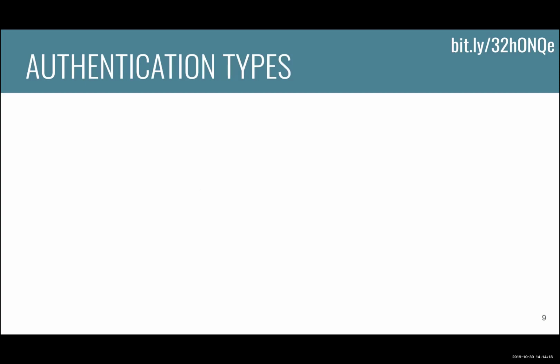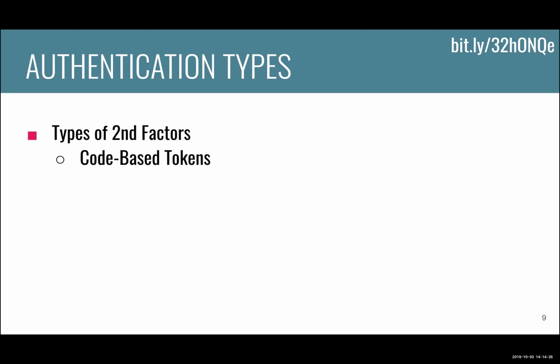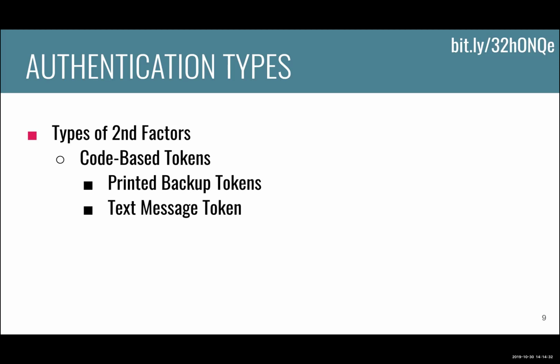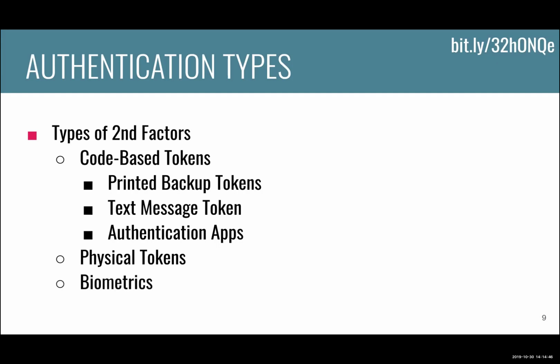Yeah, sadly. So a little bit of a rundown of the authentication types we're going to cover. First is code-based tokens: printed backup tokens, text message tokens, and authentication apps. So a few different ways that you could get a code that you can put in to be that second factor. We're also going to talk about physical tokens, like the YubiKey that I showed just a moment ago. And then we're going to talk about biometrics and the different types of biometrics and how those are and aren't being implemented and where we are with that as a society.